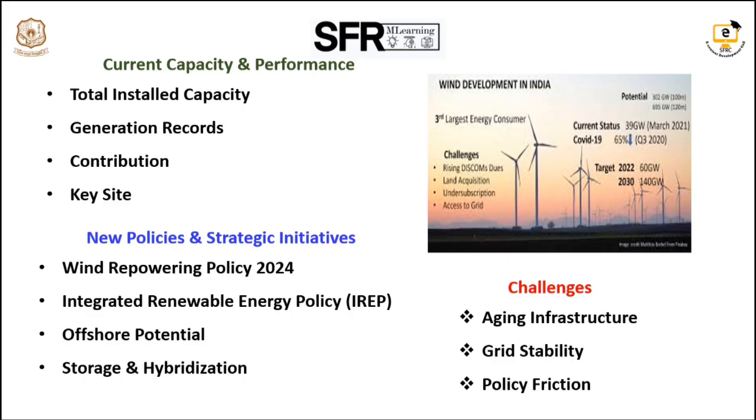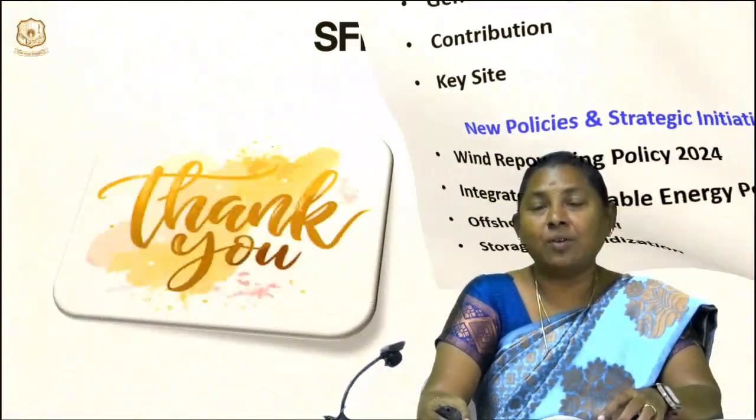There are so many challenges also available. The first one is aging infrastructure. Nearly 10,000 turbines are older than 20 years and require urgent repowering to improve the capacity utilization factor. The second thing is grid stability. High wind penetration requires significant upgrades to transmission lines to prevent curtailment during peak seasons. And third thing is policy friction. Some developers have raised concerns regarding the financial viability of the new repowering policy, specifically regarding land requirements and banking provisions. These are the challenges of wind energy.